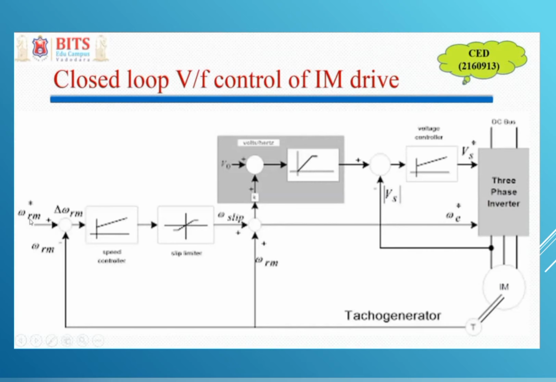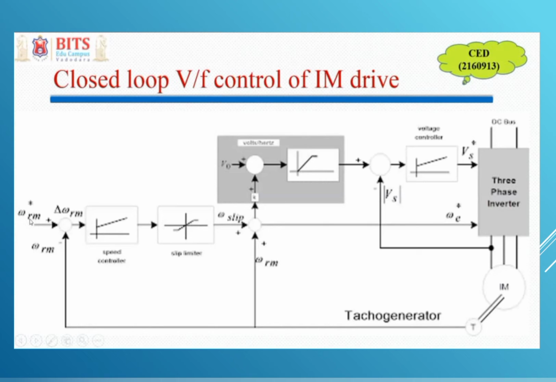Implementation of closed loop VF method control. Closed loop system is used where precise speed control is required because even if any external disturbance happens, the closed loop system identifies it and maintains the desired rotor speed n star that we want. First step is to sense the actual rotor speed n using a speed sensor. The desired rotor speed is n star.